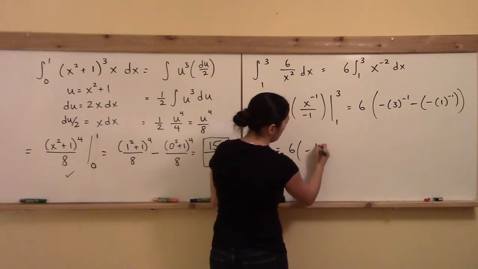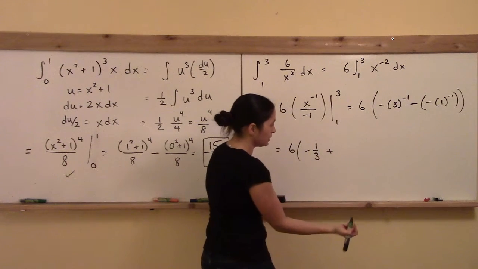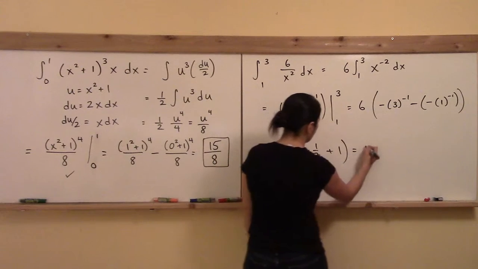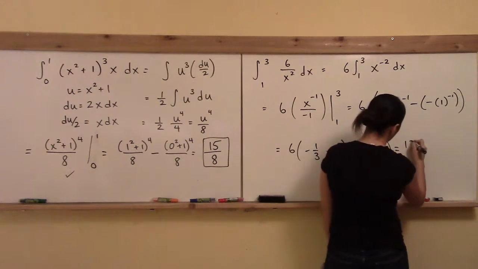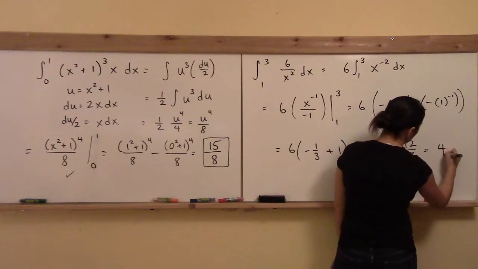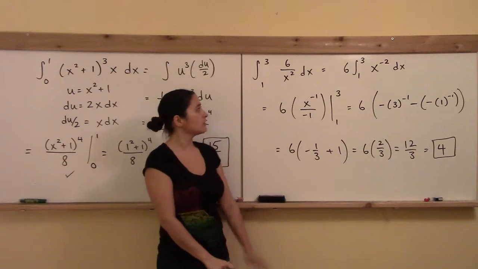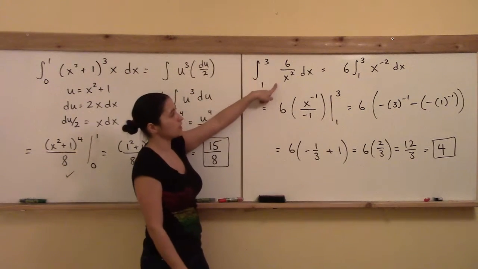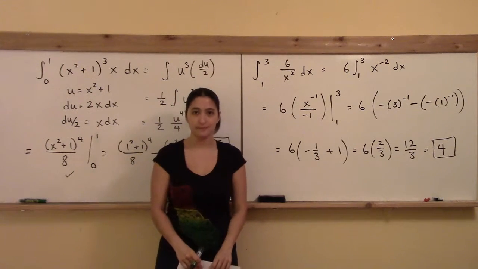6, and then we have minus 1/3, and it looks like those minuses will turn into a plus, and we're going to have plus 1, and so we're going to have 6 times 2/3, and so all in all, we get 12 over 3. Final answer, 4. We got exactly 4 as the area under the curve 6 over x squared from the point where x equals 1 to the point where x equals 3.